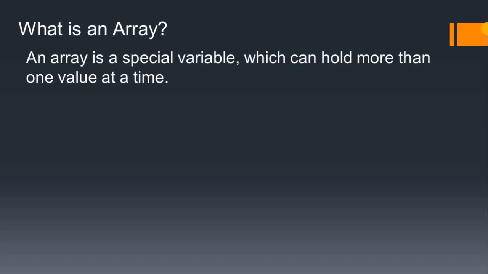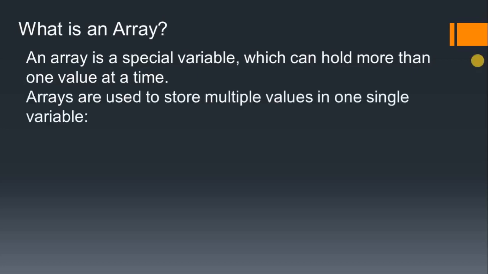For example, we may have all integer values, all decimal point values, all characters, all strings, like that. For storing such values we use the array, and for that one variable is sufficient. So arrays are used to store multiple values in a single variable.